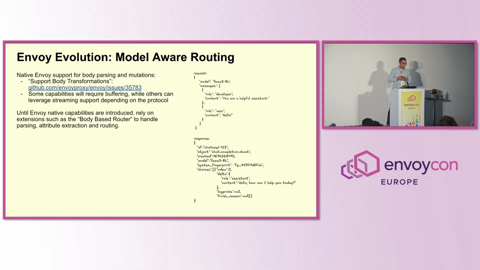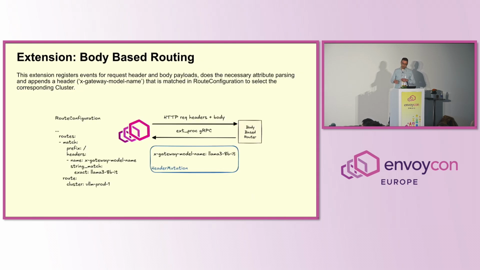So the way that we're approaching this right now is that until we have native Envoy capabilities, we're using extensibility. And we've created this thing called the body-based router to handle the parsing, the attribute extraction, and the routing. So how does this work?